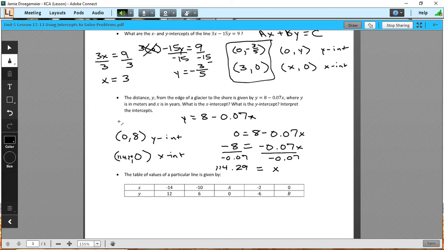The y-intercept, the 8, represents how many meters the glacier is from the shore when we start. The x-intercept is telling us how many years it takes for the glacier to get from that starting point, 8 meters away, to the shore. Hopefully you're seeing how we get to those interpretations. All right, last problem here, we have a table of values.